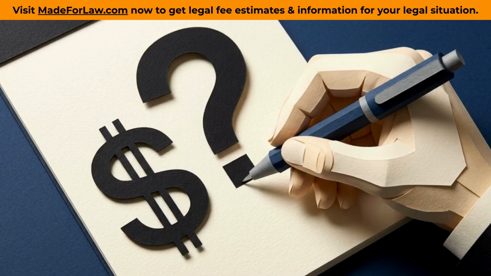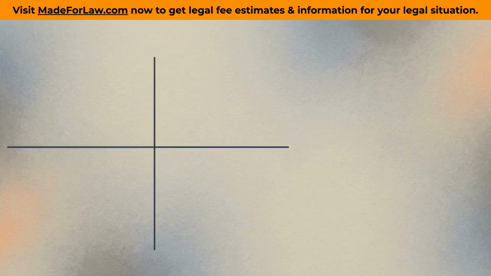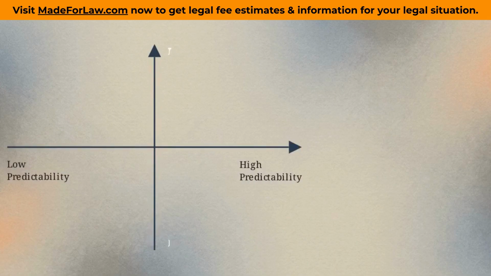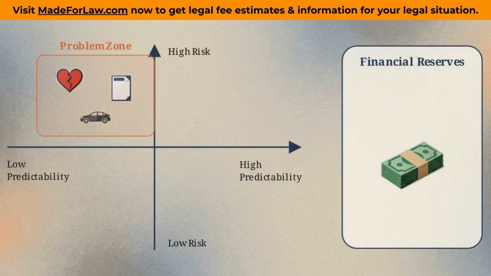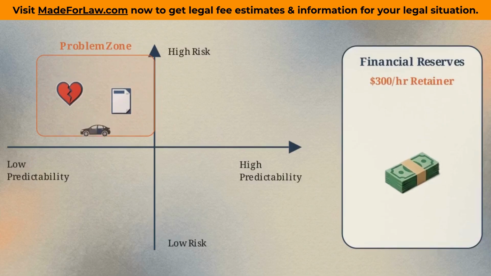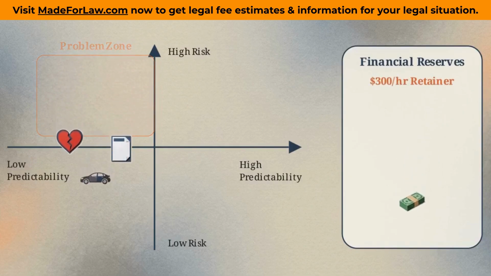this going to cost? This chart shows the traditional legal dilemma. We have predictability of costs on the horizontal axis and financial risk on the vertical. Most common issues, like navigating a divorce, handling a probate estate, or dealing with a car accident, start out sitting firmly in the highest risk and lowest predictability zone. Moving these issues into a lower risk zone usually requires a toll.